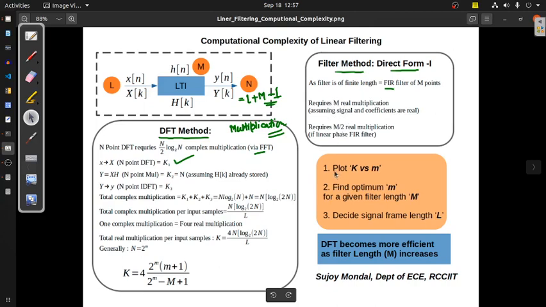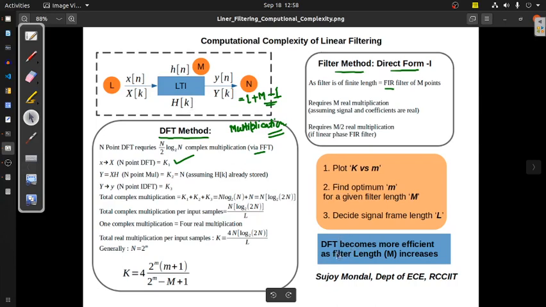So now what to do for analysis? We have to plot K versus M, that is, we have to plot K versus M and find the optimum value of small m. What is it? Small m is this particular number, so that we can find out the optimum n values. And when the optimum n value is achieved, from there we can calculate the minimum optimum number of input signal frame required to perform this process faster, right?